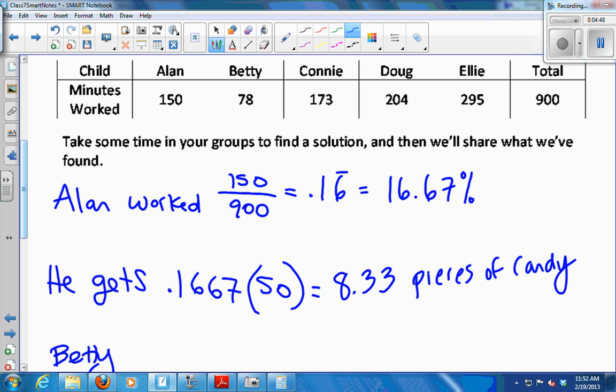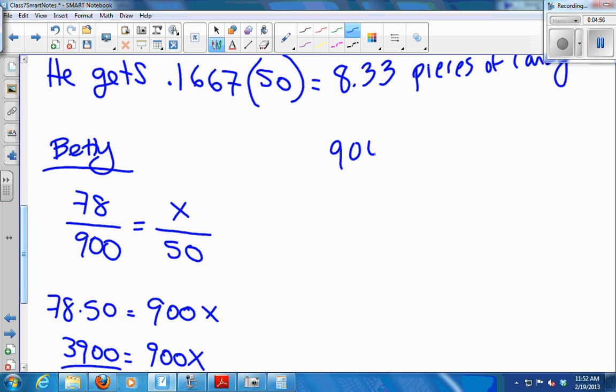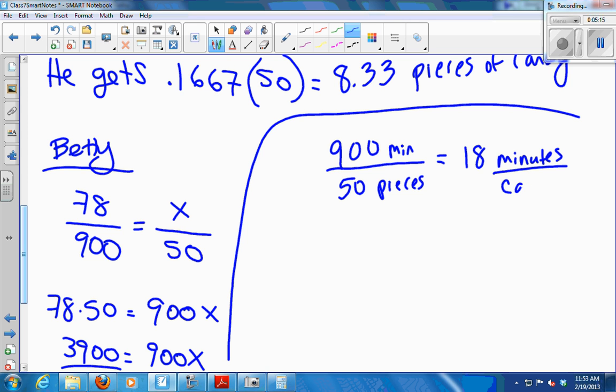yeah, to figure out how many minutes you have to work to get one piece of candy, right? So if you take 900 minutes divided by 50 pieces of candy. 900 divided by 50 would be 18 minutes per candy, right? So for every 18 minutes you work, you should get one piece of candy. 18 minutes equals one piece of candy.